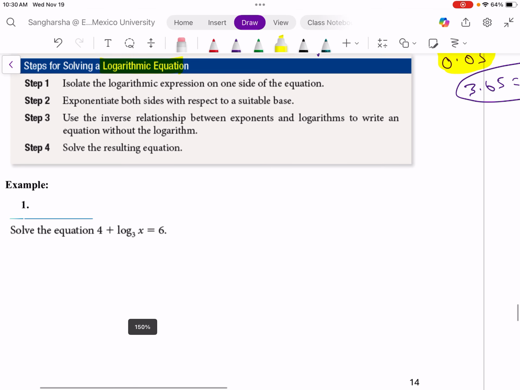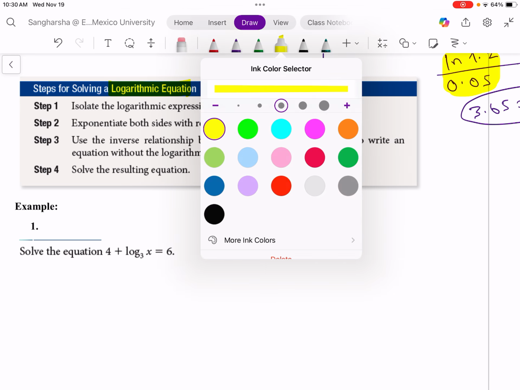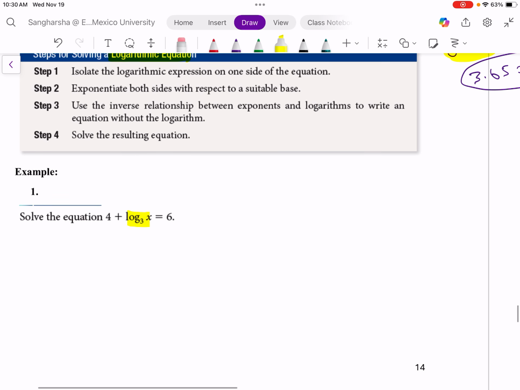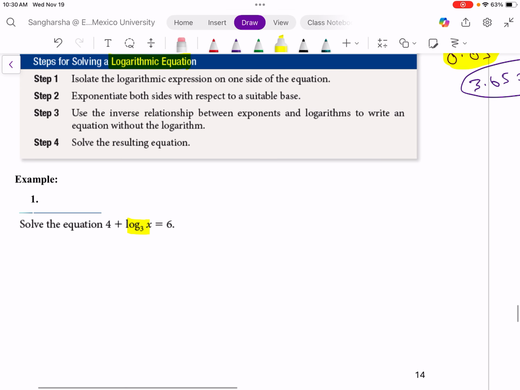Okay, so here we have a log equation. So we have a log expression in an equation, and our target is solving the log equation. Now if you have a log equation, then you have to rewrite the log expression on one side and the remaining expression on the other side. Here we have log x, so this is our log expression. This is a constant. So let's write the log expression on one side and the remaining on the other side.